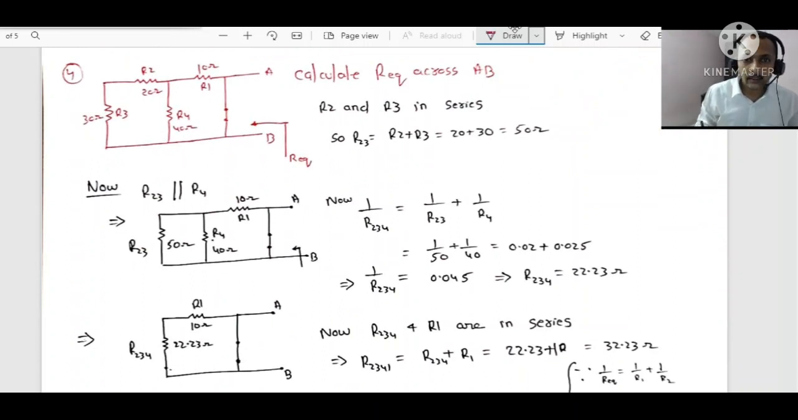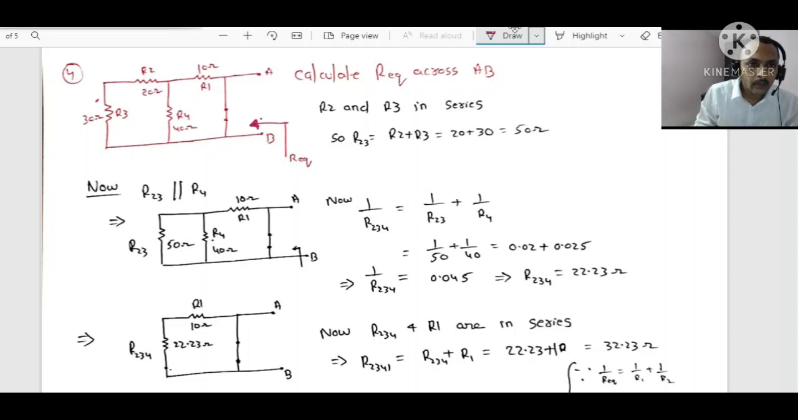See here, dear students, calculate R equivalent across AB. A circuit is given like this. Looking into the circuit, you should tell. At last I will tell you, this problem can be done in one single step. At the ending of the problem I will tell you.